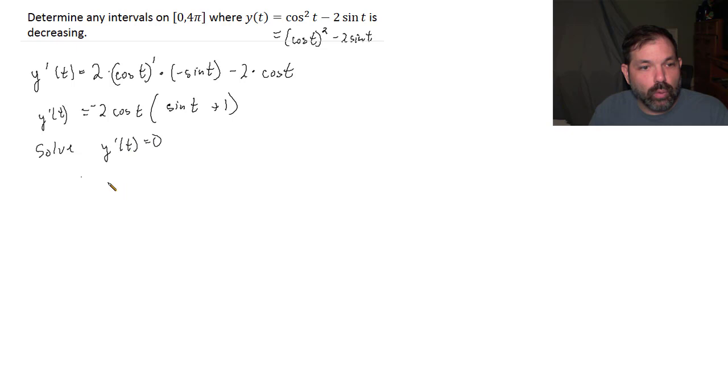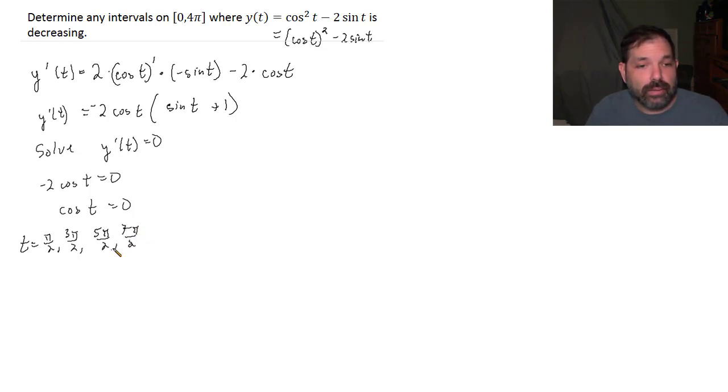It's already in a factored form. So negative 2 cosine t could equal 0, which implies that cosine t is 0. And over the interval 0 to 4 pi, where is the cosine 0? The cosine is 0 at the odd multiples of pi over 2, if I remember right from trigonometry. So cosine t equal to 0 implies that t is pi over 2, 3 pi over 2, 5 pi over 2, and 7 pi over 2. And that's where we'll stop since we're only going up to 4 pi.